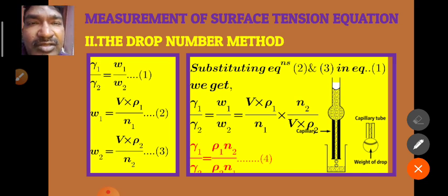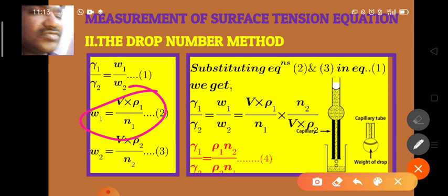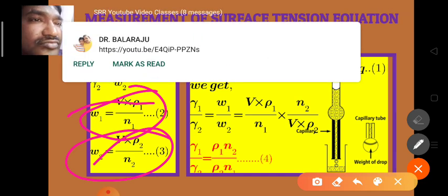Here the weight of a single droplet cannot be calculated. So generally we allow the liquid to fall as many drops, and by counting the number we can calculate the surface tension. The weight of the total liquid falling from the stalagmometer can be calculated by the equation gamma into rho 1 by n1 for W1, for the first liquid, and for the second liquid gamma into rho 2 by n2.